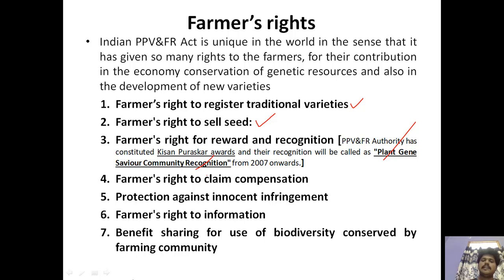And farmers' right to claim the compensation of the protected varieties if he is going for protected variety cultivation. If there is any kind of reduced level of outcome of that protected variety as prescribed or as promised, then he can go for claiming a compensation. Then protection against innocent infringement.